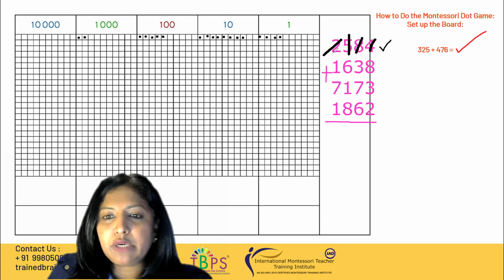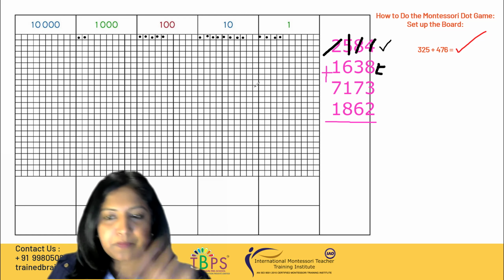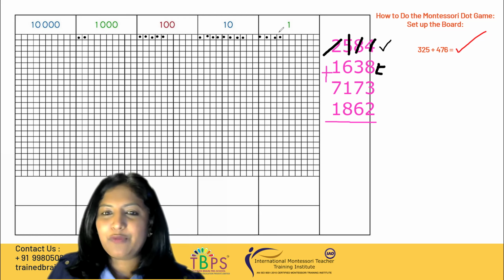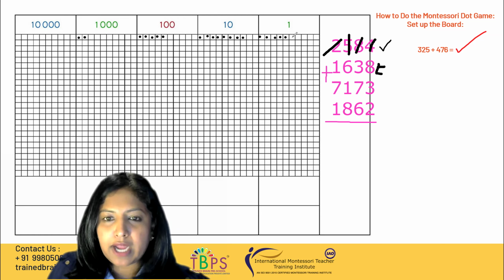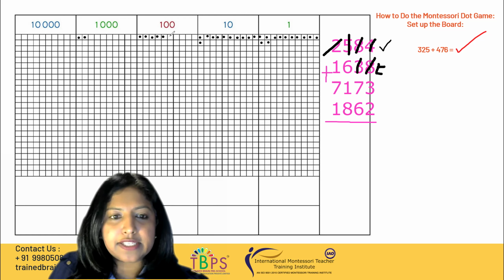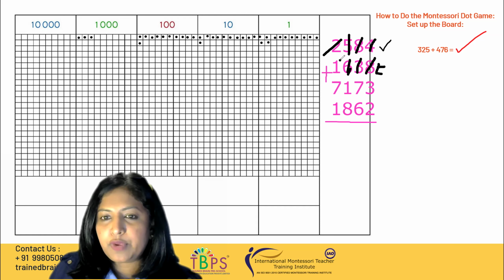Let's do the second number, 1,638. How many ones in the second number? 8 ones. Can I start from the second row? No. We have to continue, right? So continue with the ones, slowly: 1, 2, 3, 4, 5, 6, 7, 8. How many tens? 3 tens: 1 ten, 2 tens, 3 tens. How many hundreds? 6 hundreds: 100, 200, 300, 400, 500, 600. How many thousands? 1,000. So we are done with our second number.